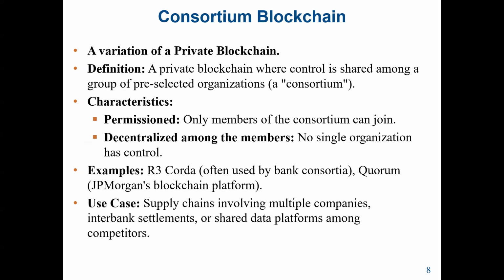Now, regarding the relationship to private blockchain, a consortium blockchain is a specific type of private blockchain. The key difference is that control is distributed among multiple entities instead of a single one. So a private blockchain is a single entity, and a consortium is a group of members. That's why we use the term consortium here.